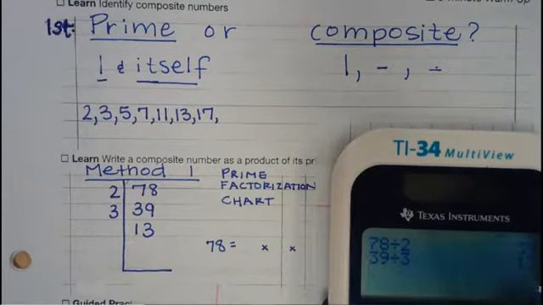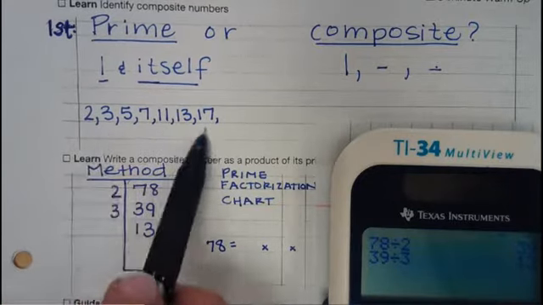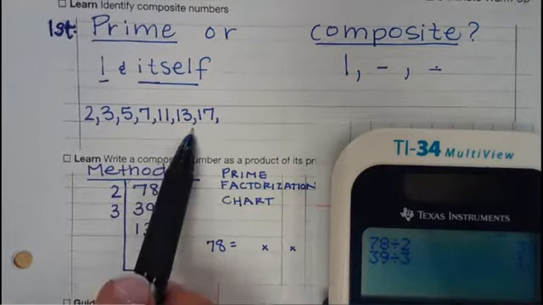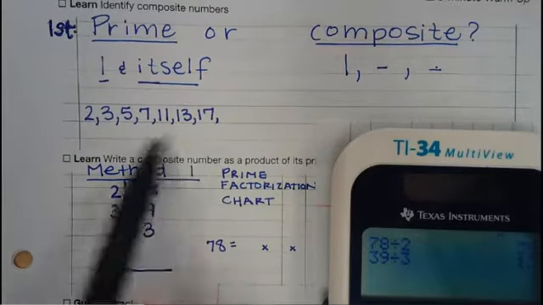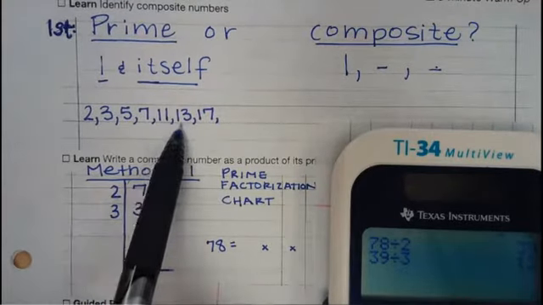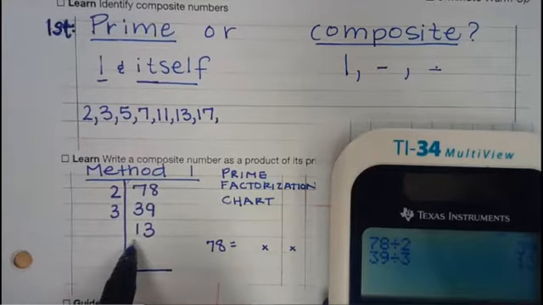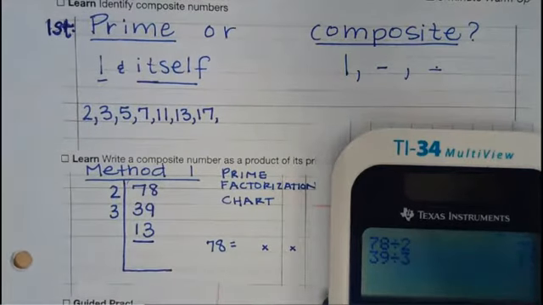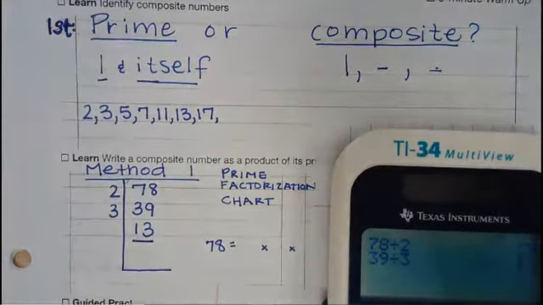Okay. Now I'm going to see if I can take 13 divided by anything else. When I look at my short list of some of the prime factors up here, I can see that 13 is a prime factor. So when I see that 13 is a prime factor, I know that I can stop. So I'm just going to draw a line to tell myself to stop.